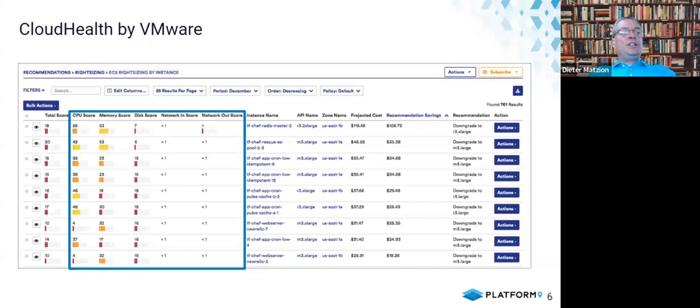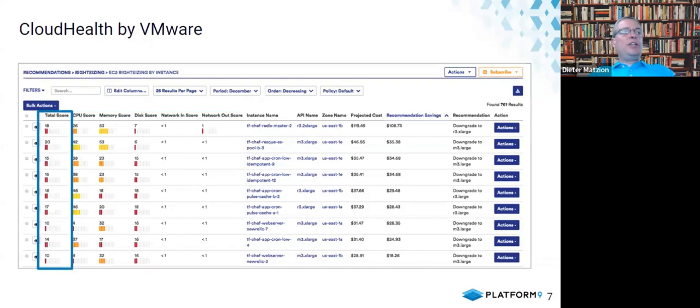It shows the CPU score. So what is the average CPU utilization? The memory score, what is the maximum memory utilization? Disk, network in and network out score. So this is your EC2 virtual machine utilization. Now, CloudHealth takes those scores and converts them into a total utilization score, which we see here on the left. So that's really great. I like the tabular format of this user interface and the detail that it brings.